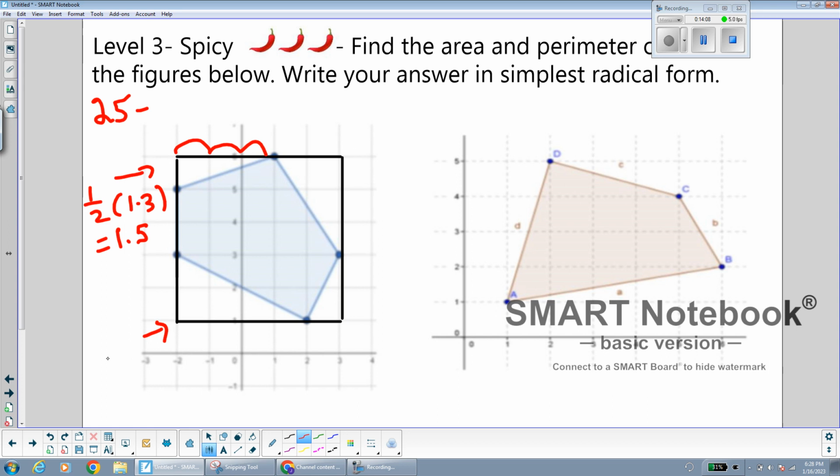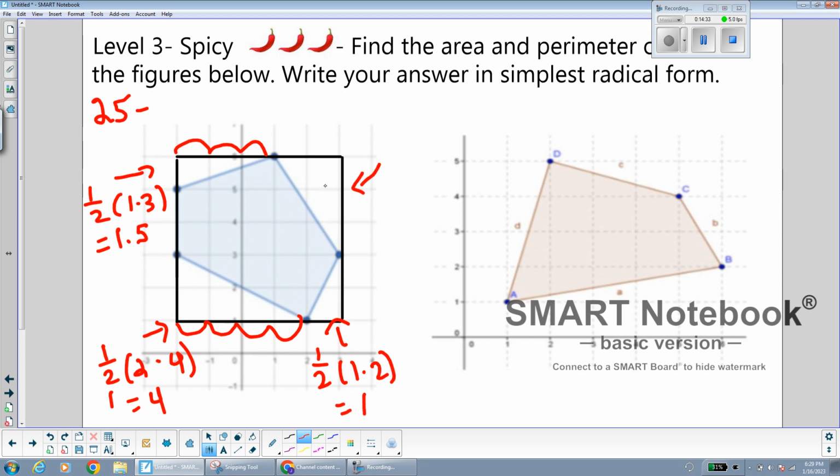Okay, this triangle over here, that's half of 1, 2 is the height. The base is 1, 2, 3, 4. So half of 8 is 4. This triangle over here is half of 1 times 2. So that's half of 2, and half of 2 is just 1. And finally, this last right triangle over here, that is half of 2 times 3. So that's half of 6, which is just 3.